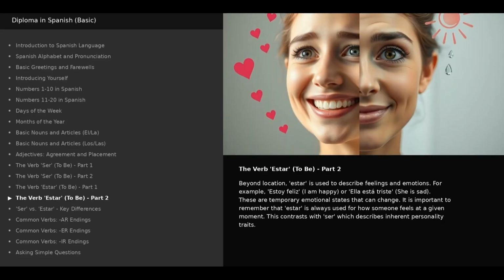The verb estar, to be, Part 2. Beyond location, estar is used to describe feelings and emotions. For example, estoy feliz, I am happy, or ella está triste, she is sad. These are temporary emotional states that can change. It is important to remember that estar is always used for how someone feels at a given moment. This contrasts with ser, which describes inherent personality traits.